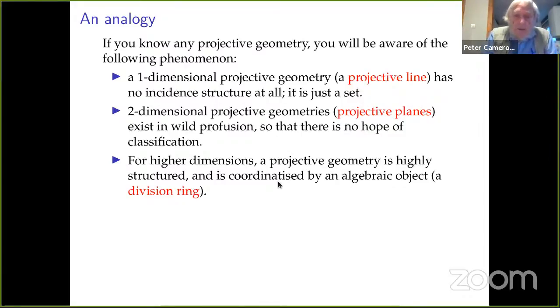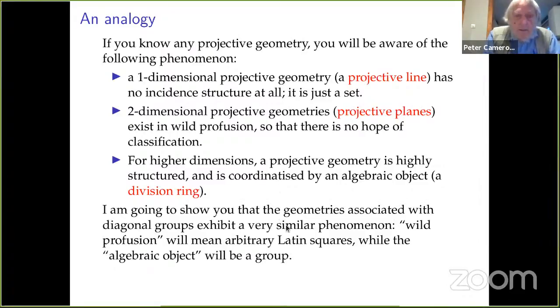And I'm going to give you a similar situation where things that come from these diagonal groups show wild profusion. So the things corresponding to the two-dimensional projective geometries will be arbitrary Latin squares. But once you get up to higher dimensions, suddenly a group appears. Out of the combinatorics comes a group, and that group coordinatizes the structure. So essentially, the only Latin squares that will extend to higher dimensions will be Cayley tables of groups.